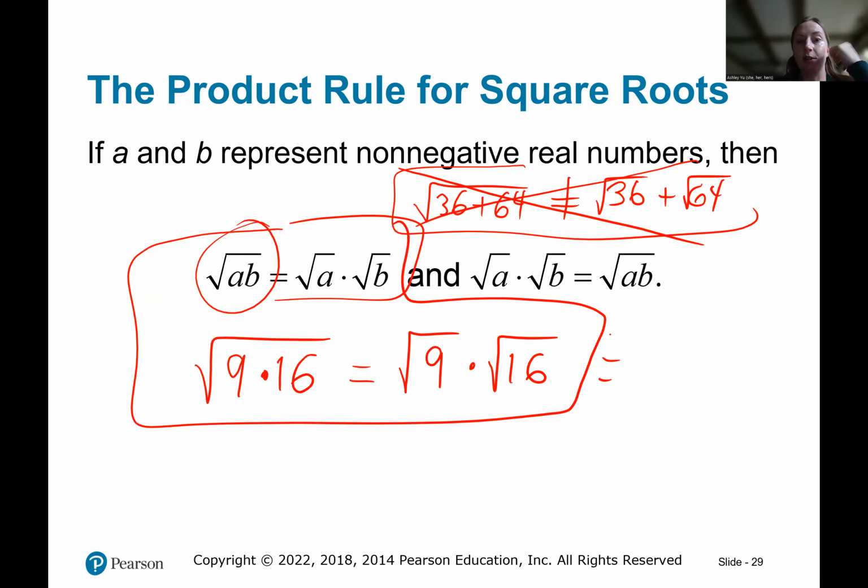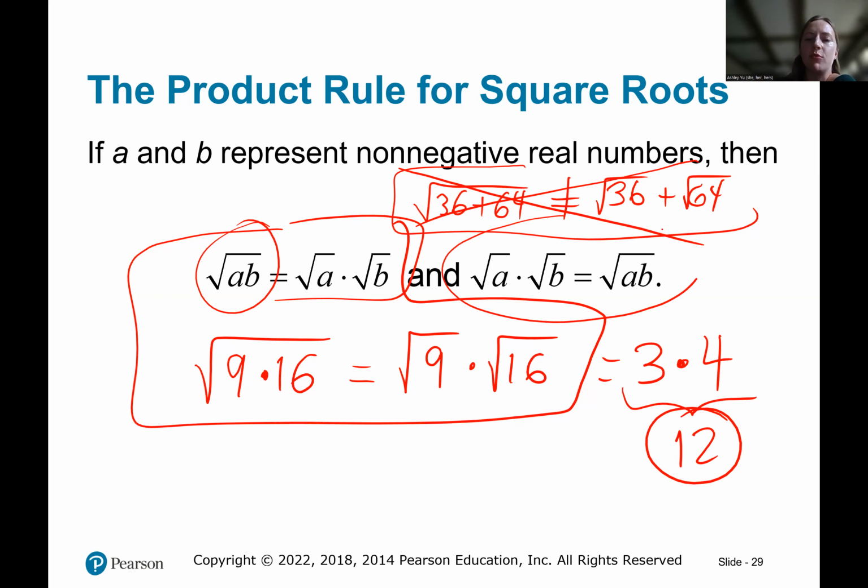And then that's good because I know the square root of 9, that's 3, since 3 times 3 is 9. And the square root of 16 is 4, because 4 times 4 is 16. And now I can just multiply those. 3 times 4 is 12. Oh my gosh, that took me a second. Yeah. But then the other way as well is important. So, yeah, anyway, we'll see that.